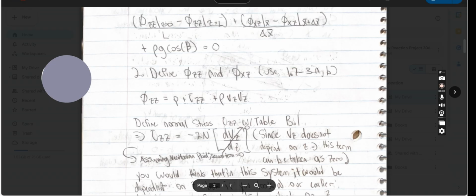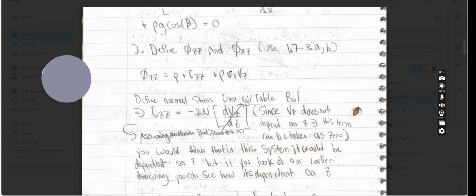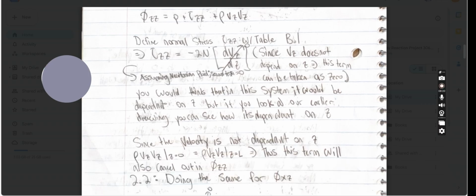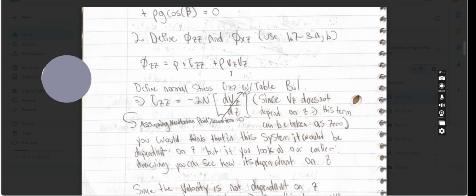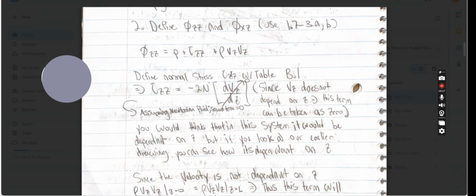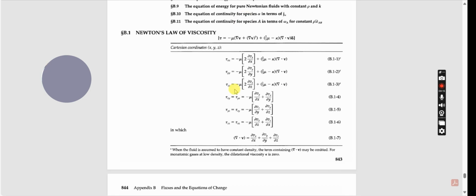So back to the momentum flux and the ZZ momentum, all these terms are going to be 0, because I originally thought that there was going to be a differential pressure, but there wasn't. The shear stresses are defined in table B1. So tau ZZ, it's just this expression, but then this expression goes to 0 because we're assuming the fluid has a constant density. We're assuming it's Newtonian, so it's incompressible. So this whole term goes to 0, and this term can be omitted.